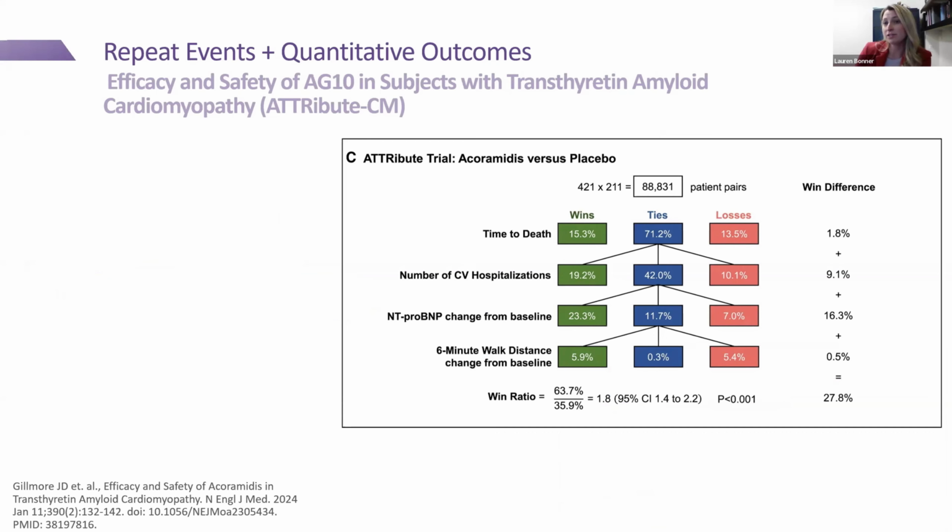So this ATTRibute-CM trial randomized 632 patients with a rare heart disease, and they were randomized to a TTR stabilizer or a placebo. And for their primary win ratio hierarchy, they incorporated 4 outcomes. Their first outcome was time to death. Their second outcome was number of hospitalizations. So again, not just that binary yes, no, they had a hospitalization, but actually incorporating how many repeat cardiovascular hospitalizations.